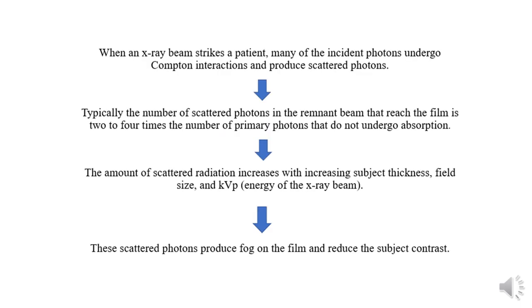When an X-ray beam strikes a patient, many of the incident photons undergo Compton interaction and produce scattered photons. Typically, the number of scattered photons in the remnant beam that reaches the film is 2 to 4 times the number of primary photons that do not undergo absorption. The amount of scattered radiation increases with increasing subject thickness, field size, and kVp, that is the energy of the X-ray beam. These scattered photons produce fog on the film and reduce the subject contrast.